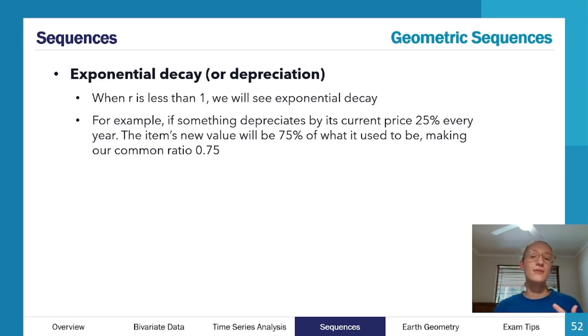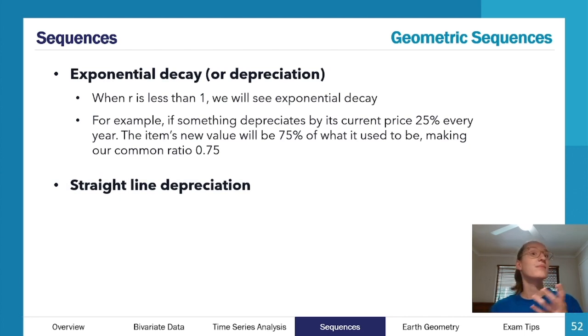For example, if something depreciates by 25% every year, it's becoming worth 75% of what it used to be worth. So our common ratio is 0.75. Whatever our amount is, we'll start at that amount and multiply it by 0.75 to model that it's depreciating by 25%. Then the year after, it'll decrease by 25% again. So it's going to be decreasing, forming that exponential curve. That's in essence the difference between exponential growth and exponential decay.